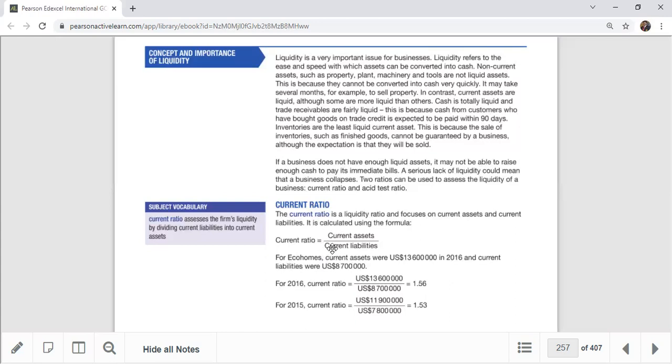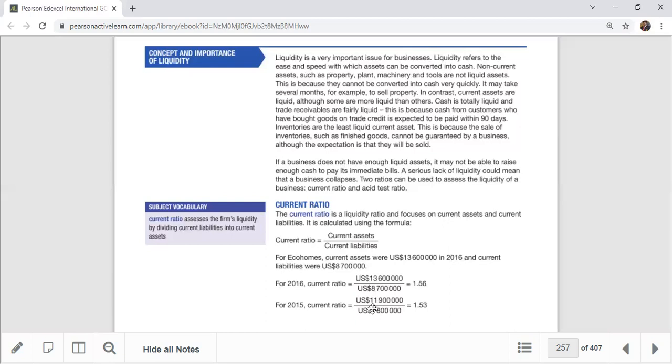So for the Eco Homes business for 2016, the current ratio would be 13.6 million divided by 8.7 million, and that is 1.56, right? We can say just 1.56, or 1.56 to 1. For 2015, it was slightly lower: 11.9 million divided by 7.8 million, which is 1.53. So from 2015 to 2016 we can see an improvement, 1.53 to 1.56.